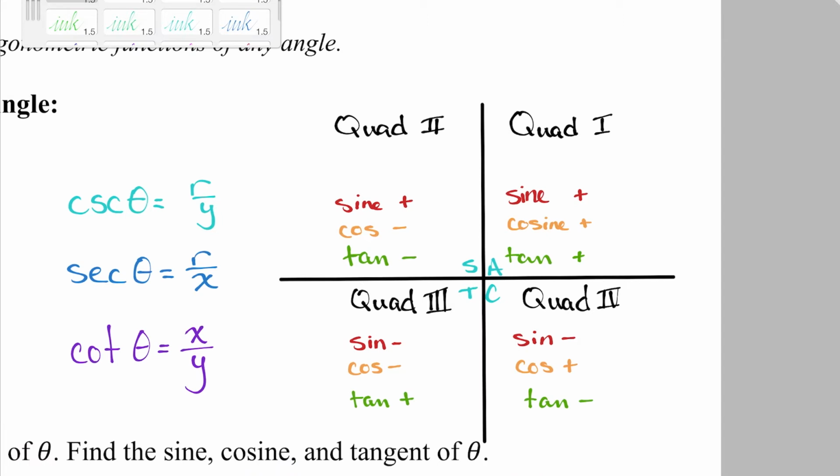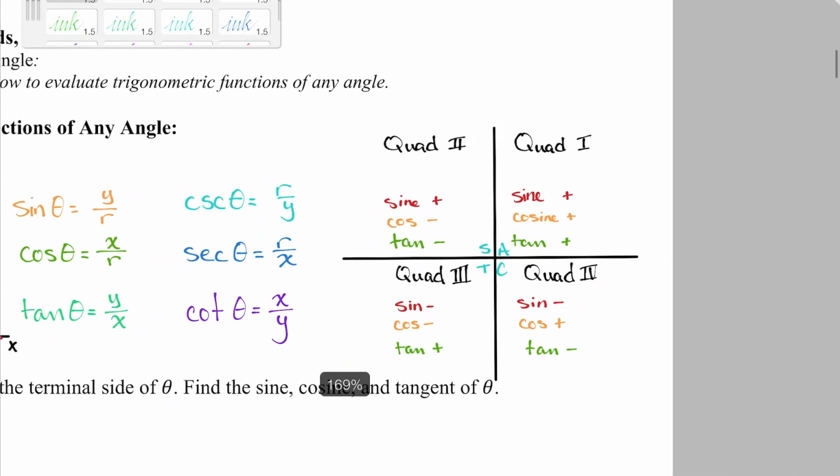All of the trig functions are positive in quadrant 1. Only sine is positive in quadrant 2. Only tangent is positive in quadrant 3, and only cosine is positive in quadrant 4, which is all street tacos crush it, to help you remember. And it always goes counterclockwise, just like our unit circle does.